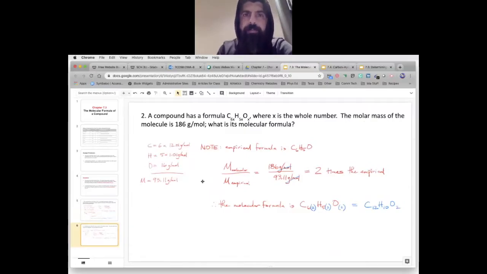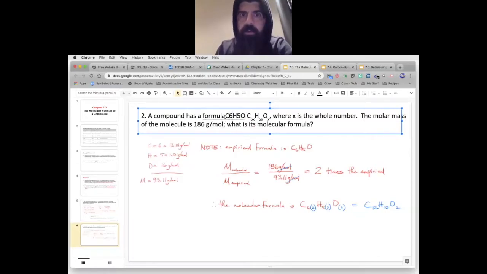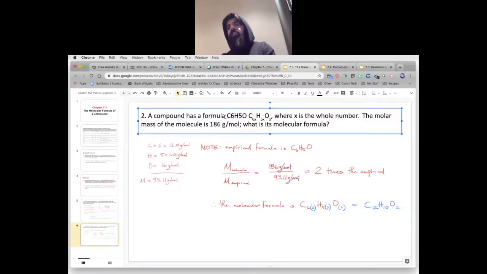A compound has a formula of C6, we put X in this case, H5X and OX. So another way to treat this formula is really C6H5O. Ignore the X's, okay? Ignore the X's. This is what that means. But that X just implies what we are going to multiply all of these little subscripts by to actually find that molecular formula. So the first step is going to be to find this molar mass.